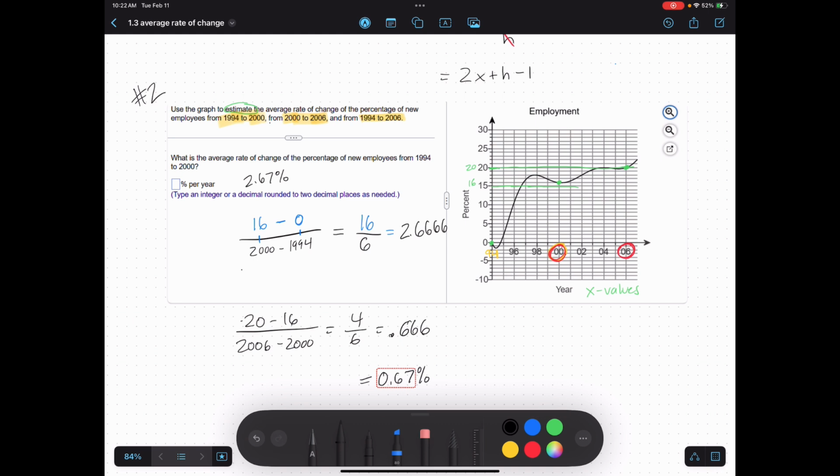Okay, so not too bad, right? It's just reading the graph, making sure that you read the graph correctly, and then using that formula. Okay, I'll let you do the last one on your own, and then let me know if you have any other questions as you keep working through this homework assignment.